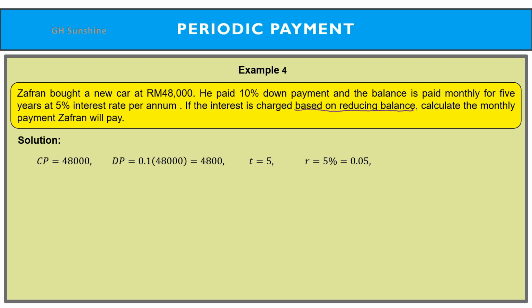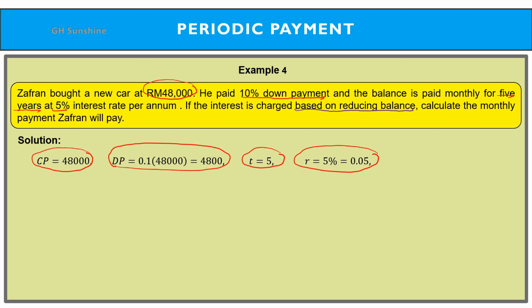So first, list all the information given. Cash price equals 48,000. Next information, 10% down payment. So we calculate the down payment here, we got 4,800. Then 5 years, so the value of T equals 5. And the last information here is the interest rate given in percentage, so we convert to decimal form, which equals 0.05. Okay, next, calculate the balance. So the balance here equals 43,200. You may use 0.9 times cash price or 48,000 minus down payment. So same balance, 43,200.